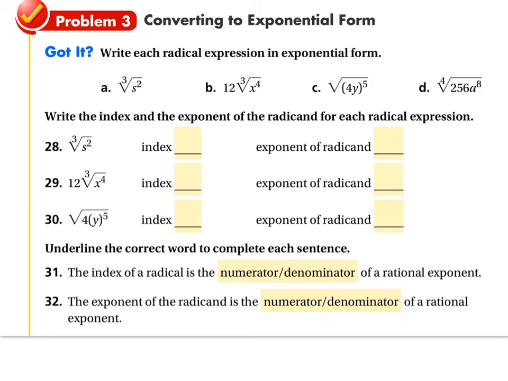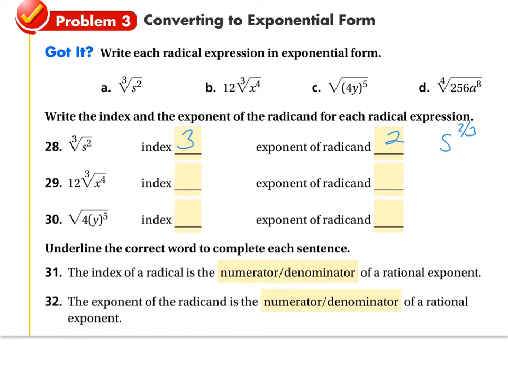Let's work to write each radical expression in the exponential form. So looking at the cube root of s squared. So here we have the index. Our index is 3, and the exponent of the radicand is 2. So another way of writing this would be s to the 2/3.